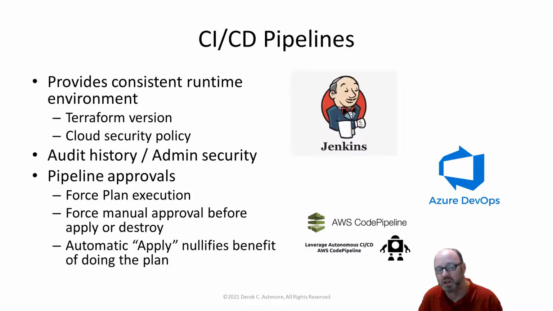CI/CD pipelines, we've talked about some of this stuff. The main point I want to get across is I force plan execution in the pipeline, and then I force manual approval before that plan is applied or destroyed. In other words, before you make any changes. And in higher level environments, it's not unusual to have multiple approvals required before you apply or destroy. Out of convenience, I've seen some customers do an automatic apply, and that literally just nullifies the benefit of doing a plan whatsoever.